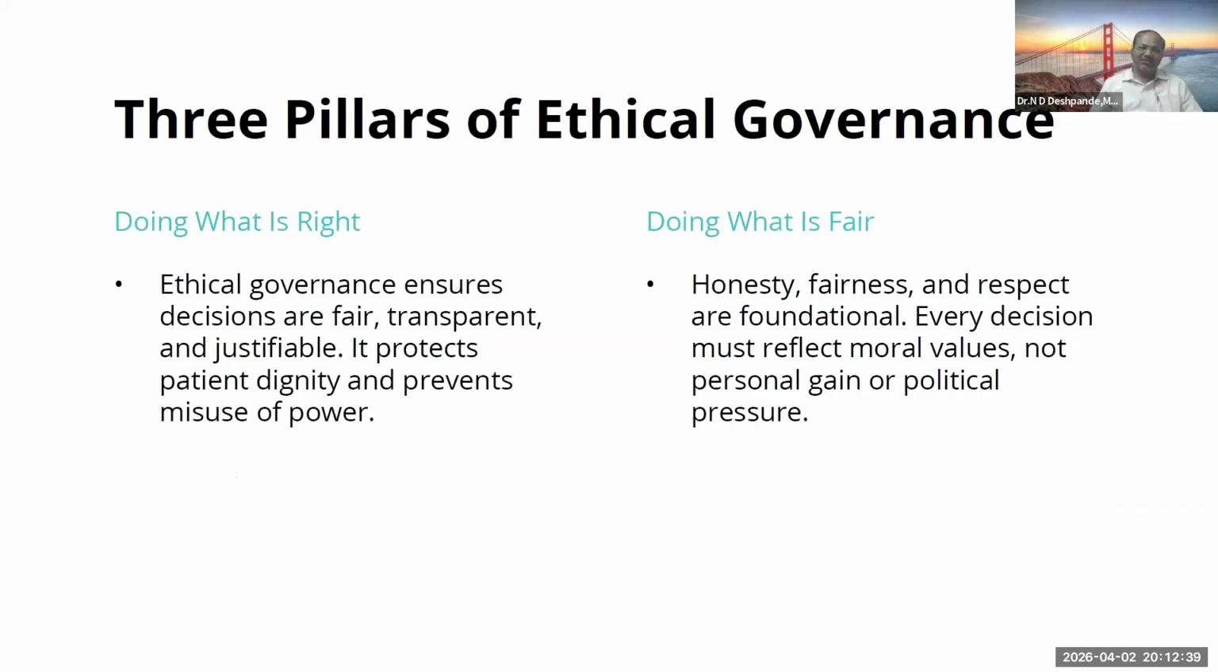Three pillars of ethical governance. First, doing what is right. Ethical governance ensures that decisions are fair, transparent, and justifiable. It protects dignity and prevents misuse of power, especially for the sake of money. And doing what is fair: honesty, fairness, and respect are foundational. This cannot be compromised upon. Every decision must reflect moral values, not personal gain or political pressure.